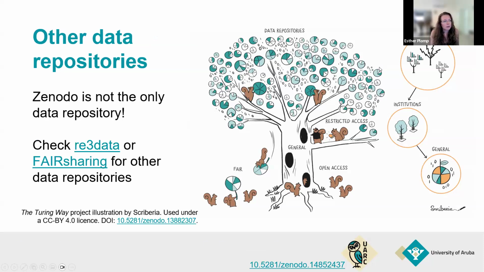And also just a disclaimer that we're talking about Zenodo today, but Zenodo is not the only data repository available. So sometimes it's more helpful to use a discipline-specific repository because then that's more specific for the type of data that you're working with. So you can find out about other data repositories by, for example, checking out re3data or FAIRsharing. But today we're focusing on Zenodo.